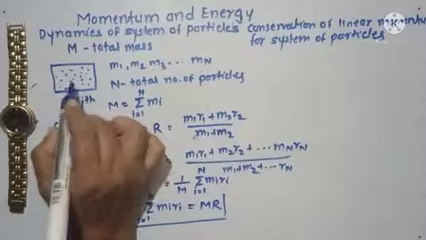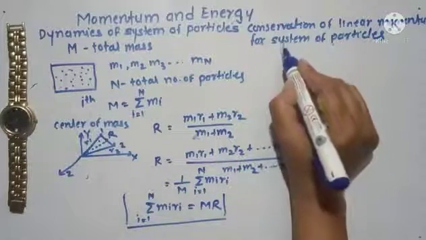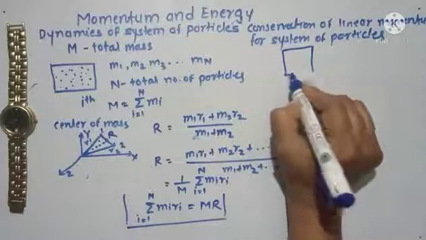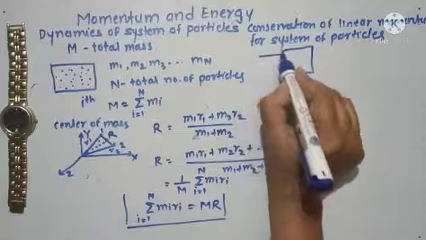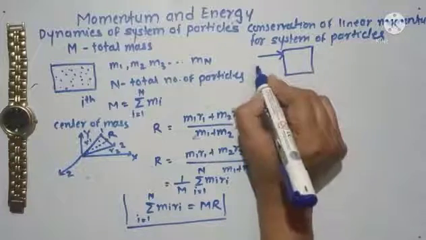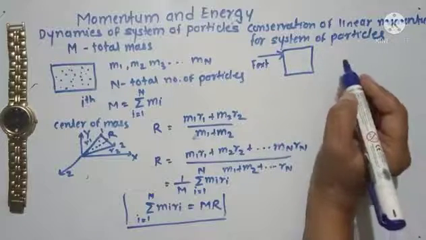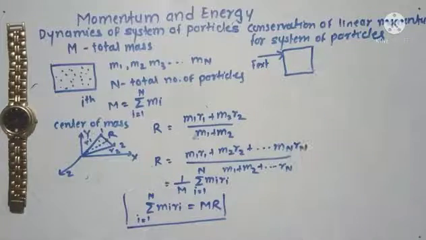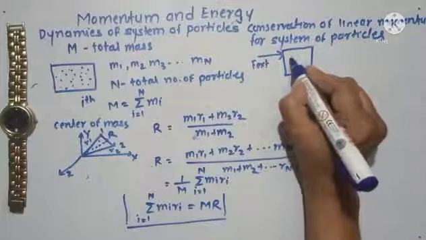If there is a system which consists of n number of particles, this system will have two types of forces. First, which we are applying externally, which we call F external, and there is also internal force which is due to the interaction between the particles. There is internal force due to the interaction between two particles.